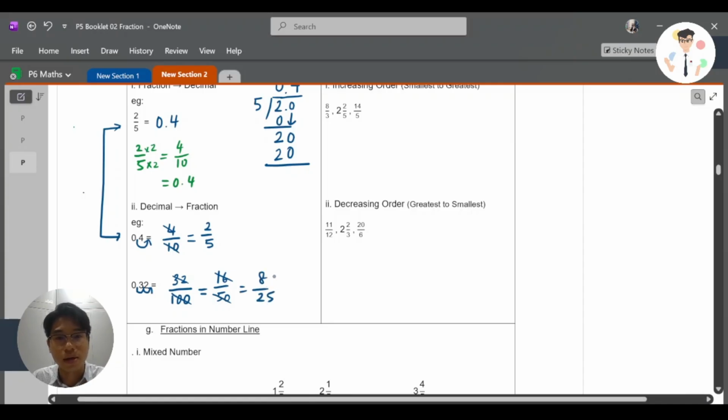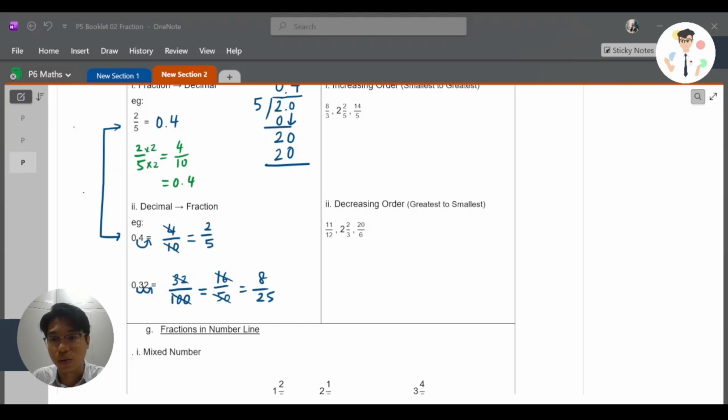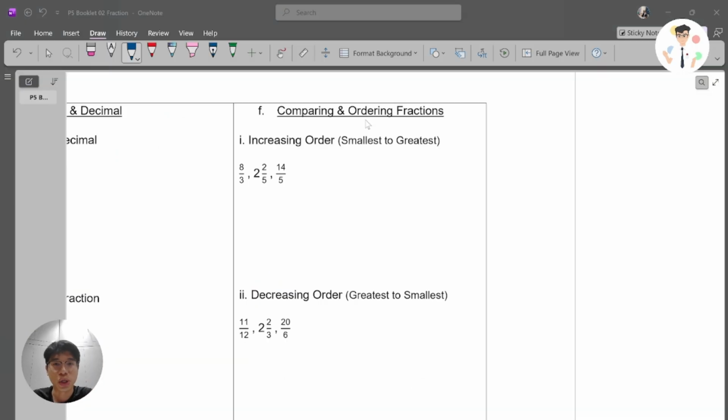Okay? And that is basically how we do that. Next, let's look at how we compare and order fractions. When they ask you to compare, they will ask which one is bigger or which one is smaller. And when they ask you to order, they will ask you to order from small to big or big to small.